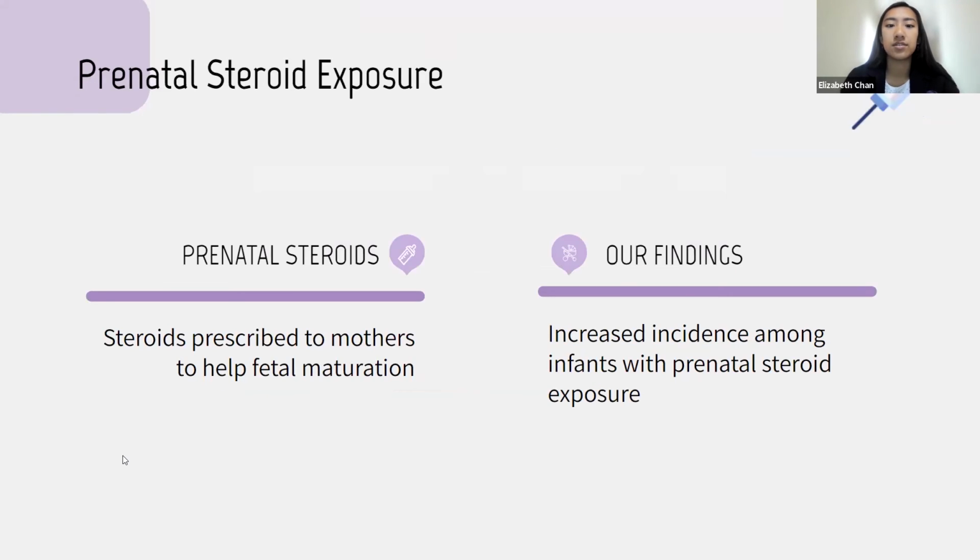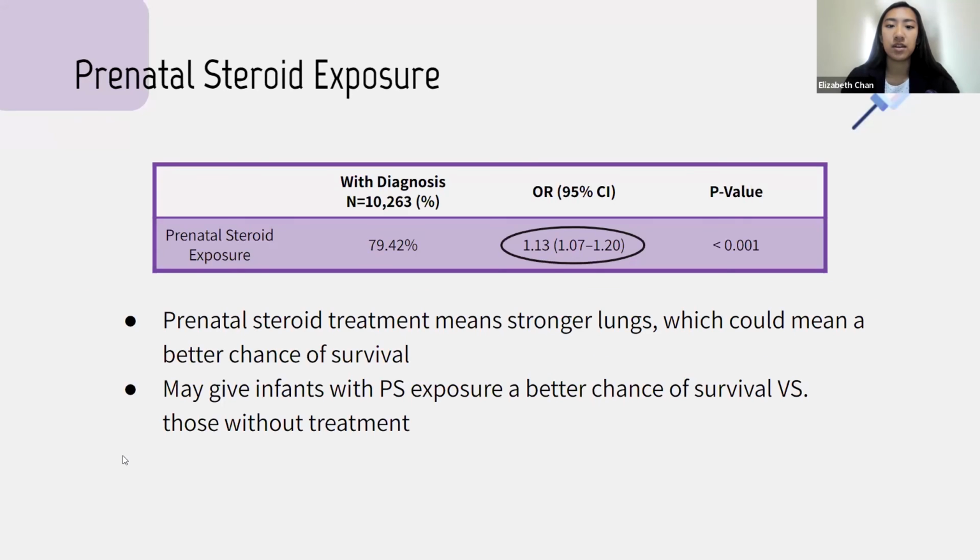When a healthcare provider knows that an infant will be born prematurely, they may prescribe steroids to strengthen the baby's lungs. So in our study, of the infants whose mothers were treated with these steroids, we found an increased prevalence of UTIs. Infants with prenatal steroid exposure had a significant odds ratio of 1.13 compared to infants without prenatal steroid exposure. And this finding is novel, and we believe it should be further explored.